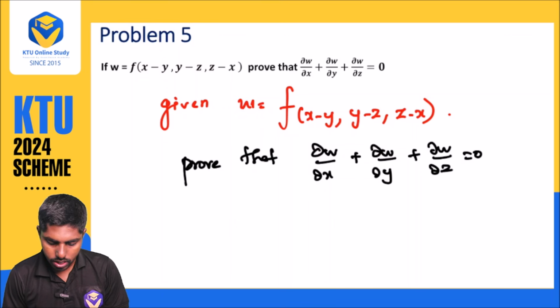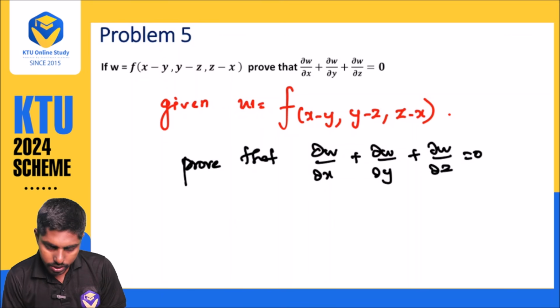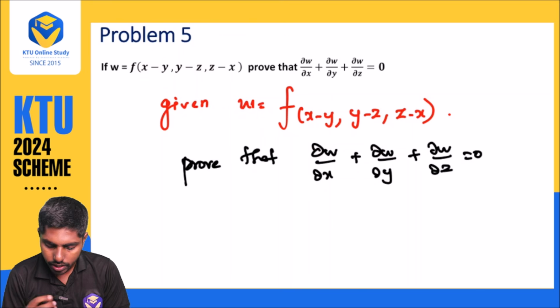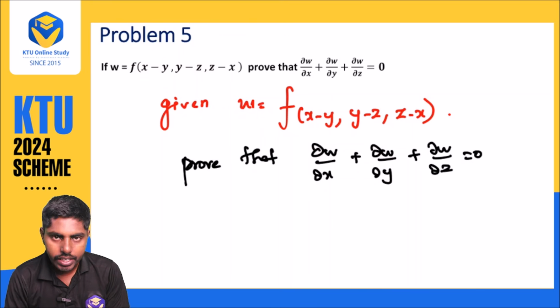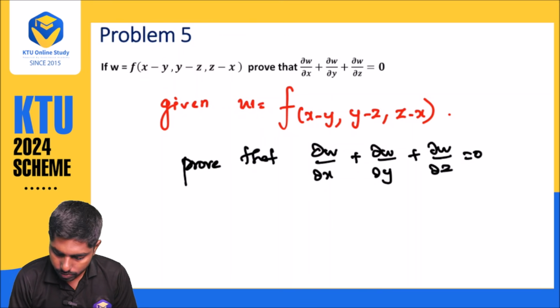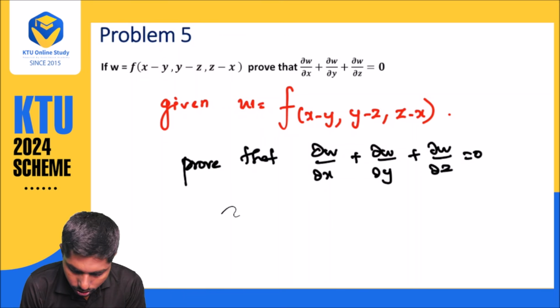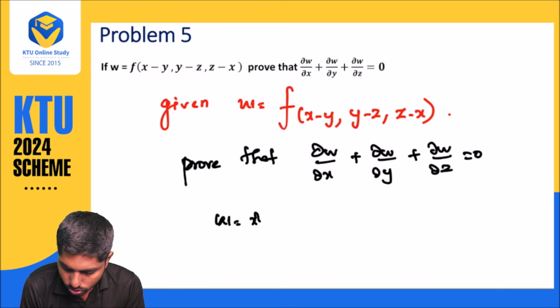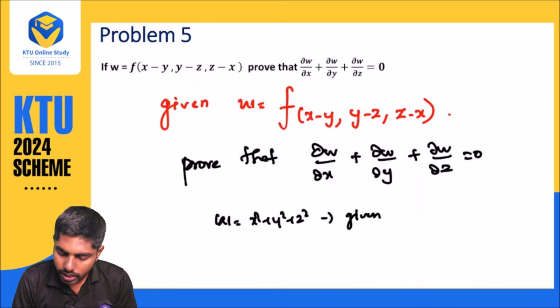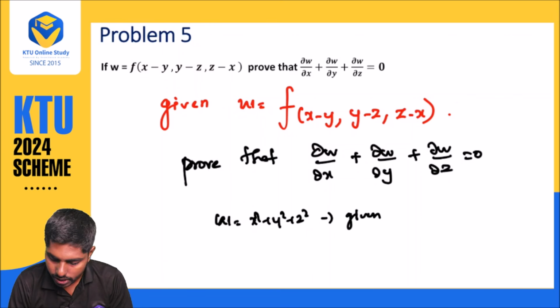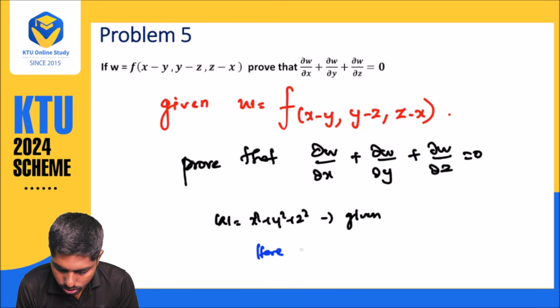See, these are the things they have given. Previously they directly gave the information. Now they are mentioning it indirectly. Previously, they directly gave w equal to some value, x square plus y square plus z square. But here they are mentioning it indirectly. Here the question is indirect.